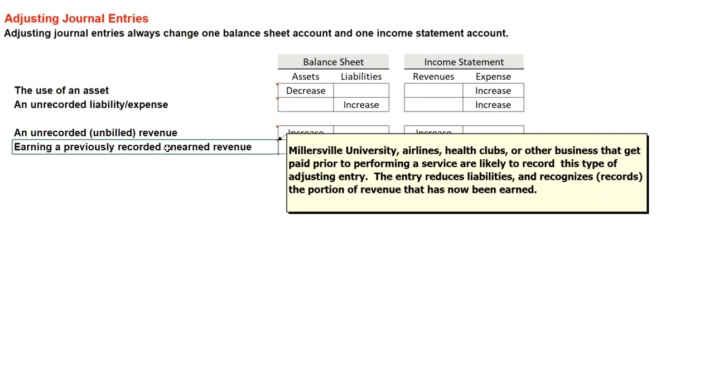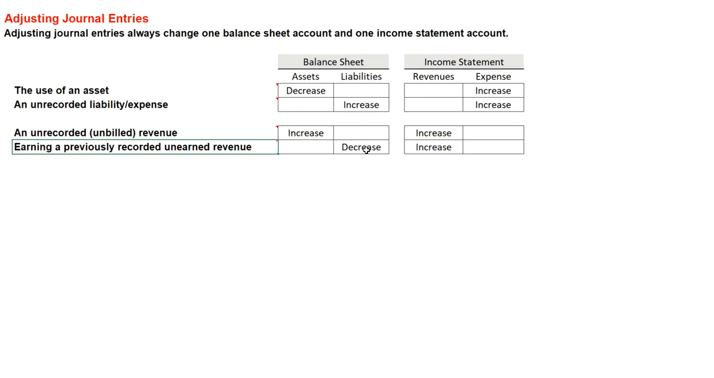For instance, Millersville University, when you paid your tuition, they're going to increase an asset, cash, and record unearned revenue. That unearned revenue is a liability. They owe you a whole semester worth of educational services. Over time, as they provide those educational services, they would record a decrease in the liability and an increase in revenues. Of course, they don't record revenues every time we meet for class.